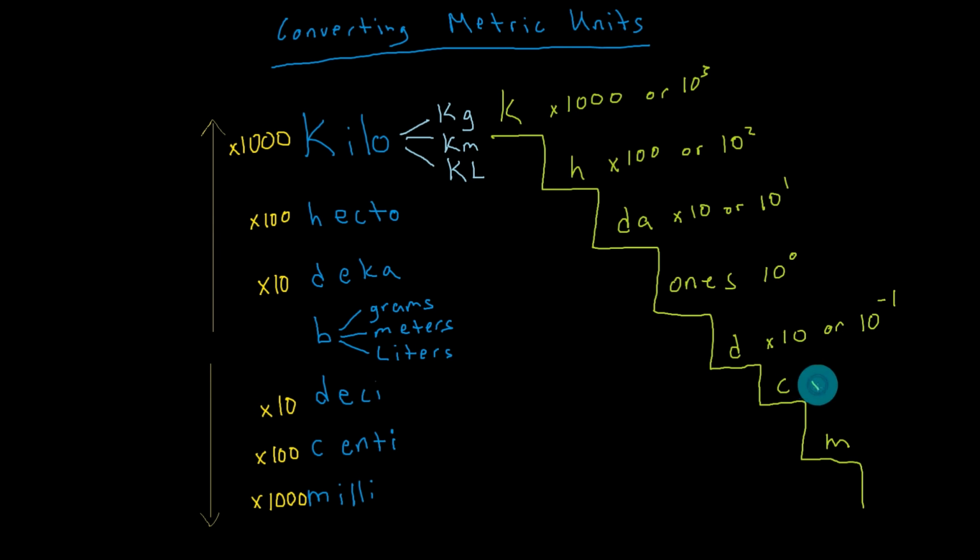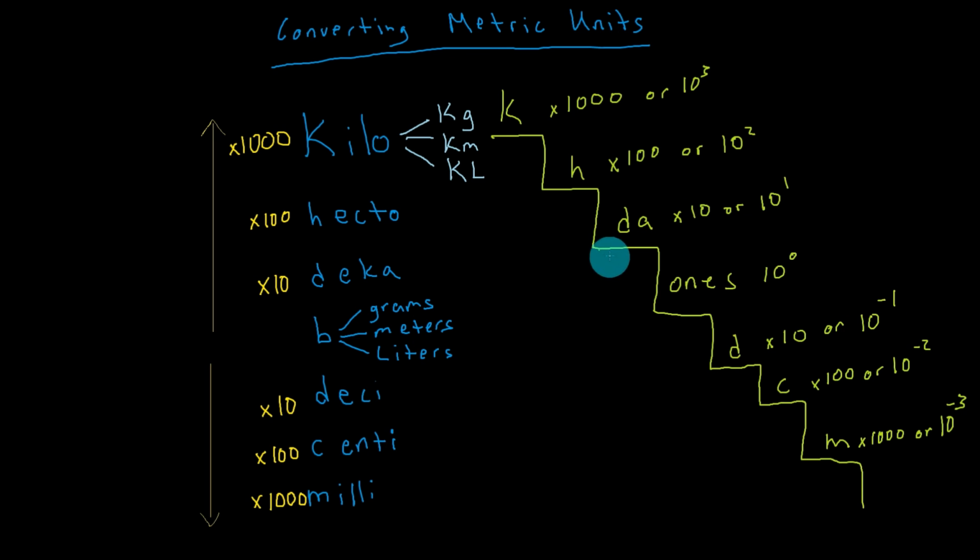Centi, well, it's 100 times smaller, so this would be 10 to the negative 2. And milli, well, that's 1,000 times smaller than the base set of units, so let's go ahead and write 1,000 times smaller. Or we could think of that as 10 to the power of negative 3.